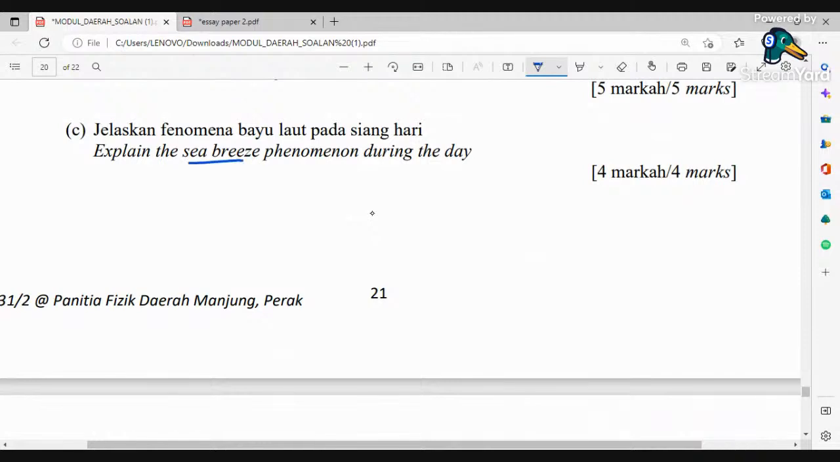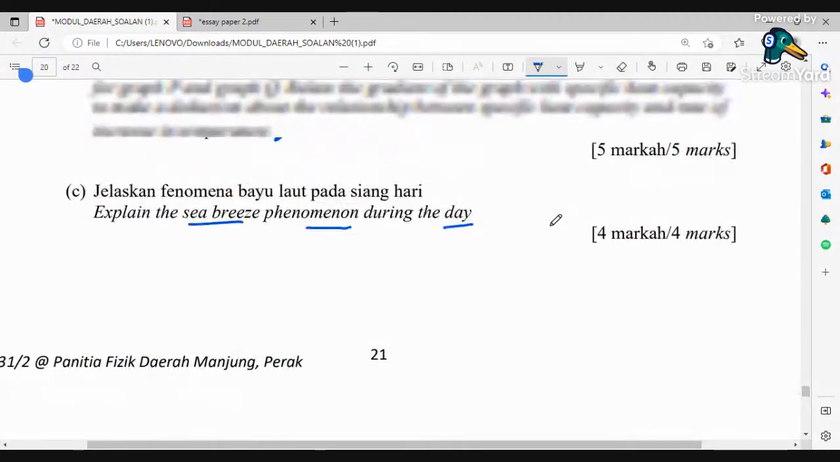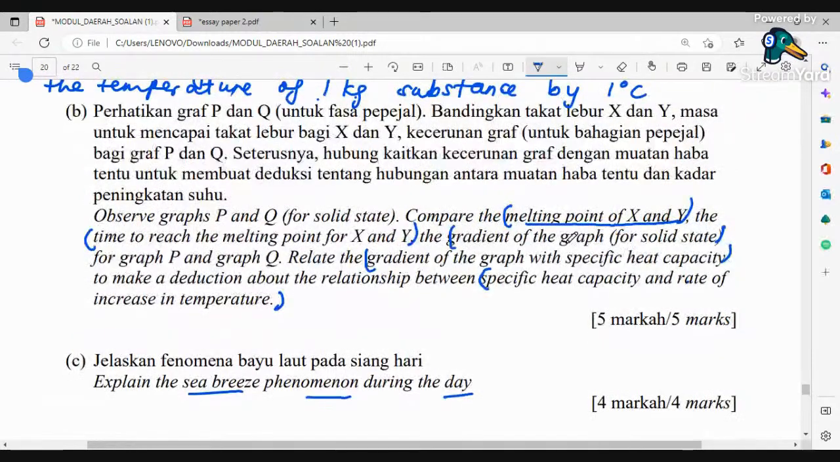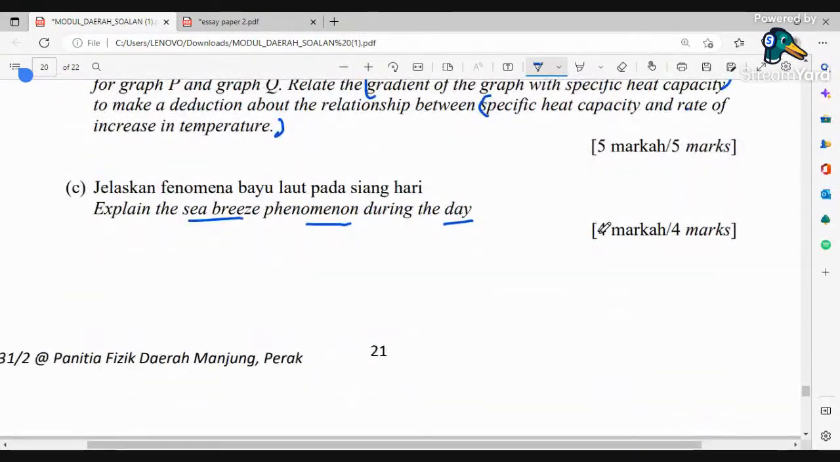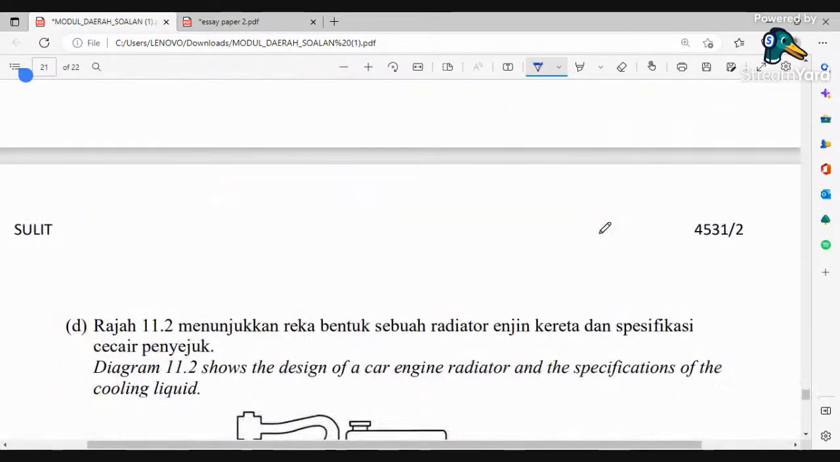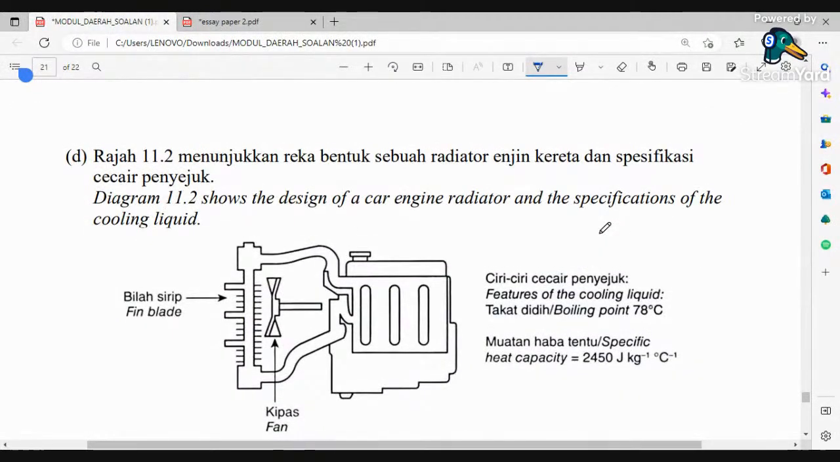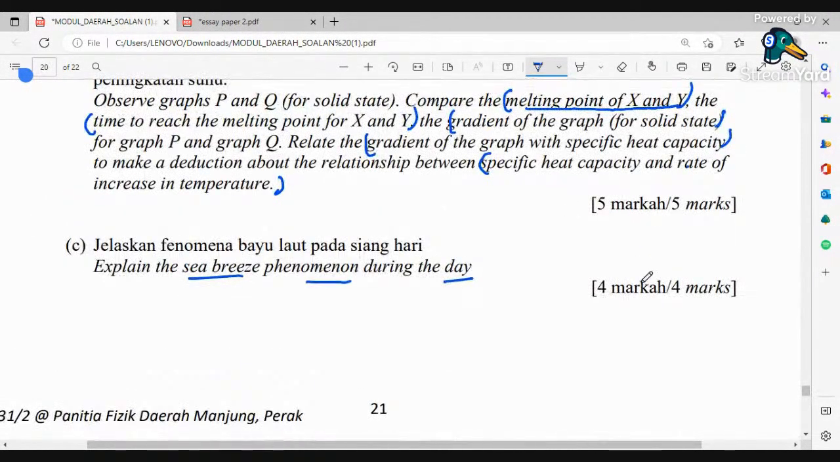Explain sea breeze phenomenon during the day. Ada soalan compare 5 markah, compare, relate, deduce 5 markah. And then soalan konsep juga 4 marks. Sea breeze. Okay, bahagian C ya. Okay, 4 marks. Sea breeze occur during daytime. Okay. During daytime.